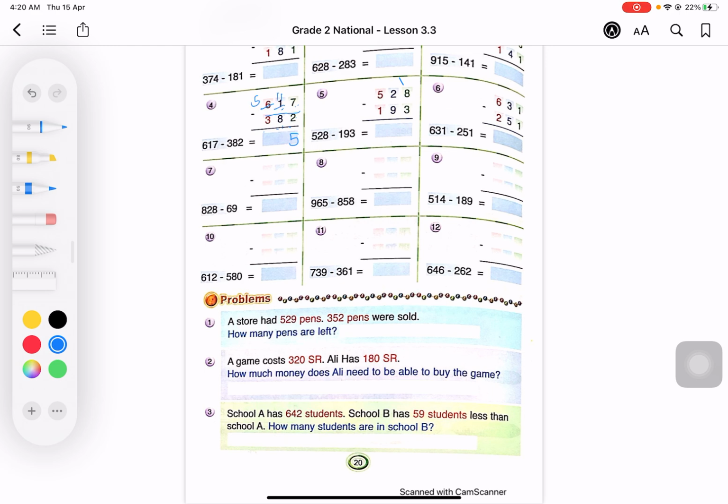Why? Because when you took 100, you make it 10 tens. With the 1, it will be 11. Now, can you take 8 from the 11? Yes. How much is left? 3.